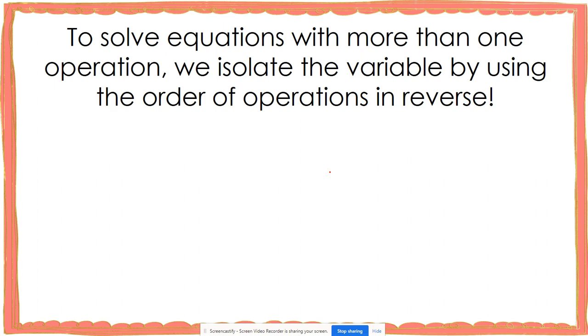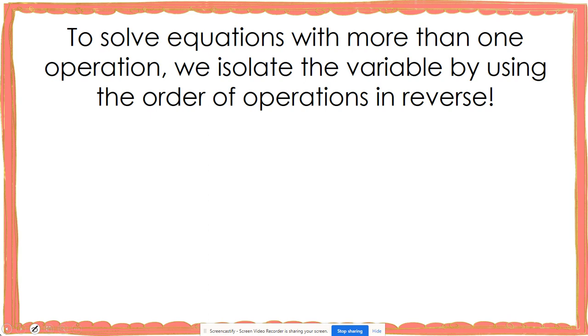We know that when we solve equations, we need to isolate our variables. But when we have equations that have more than one operation, how do we know which operation to use? Well, we are going to isolate variables by using the order of operations in reverse.